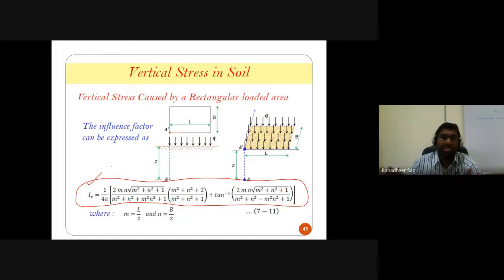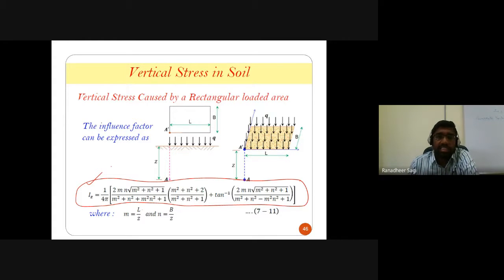Otherwise, you have some standard tables available in the books. That standard tables refers to that of your L by Z ratio and B by Z ratio. For those L by Z and B by Z ratios, you can simply pick out your Iz value, that's the influence factor value, for that rectangular loaded region, and you can subsequently substitute into the expression from which you can get your so-called vertical stress at any particular depth you are looking at.